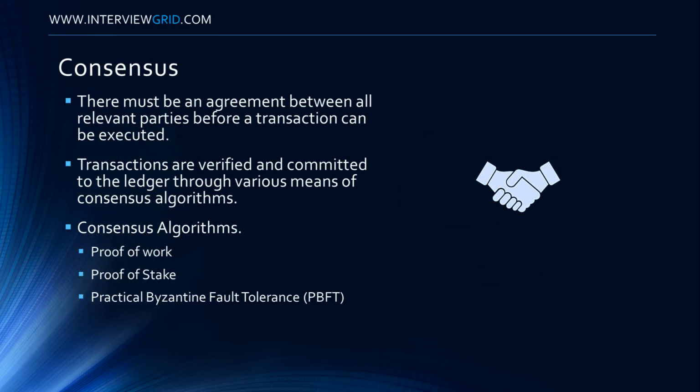Transactions in blockchain are based on consensus agreements between all parties on the blockchain network. There must be an agreement between all relevant parties before a transaction can be executed. Transactions are verified and committed to the ledger through various means of consensus algorithms. There are three main consensus algorithms used in blockchains. 1. Proof of work algorithm. 2. Proof of stake algorithm. 3. Practical Byzantine fault tolerance algorithm.